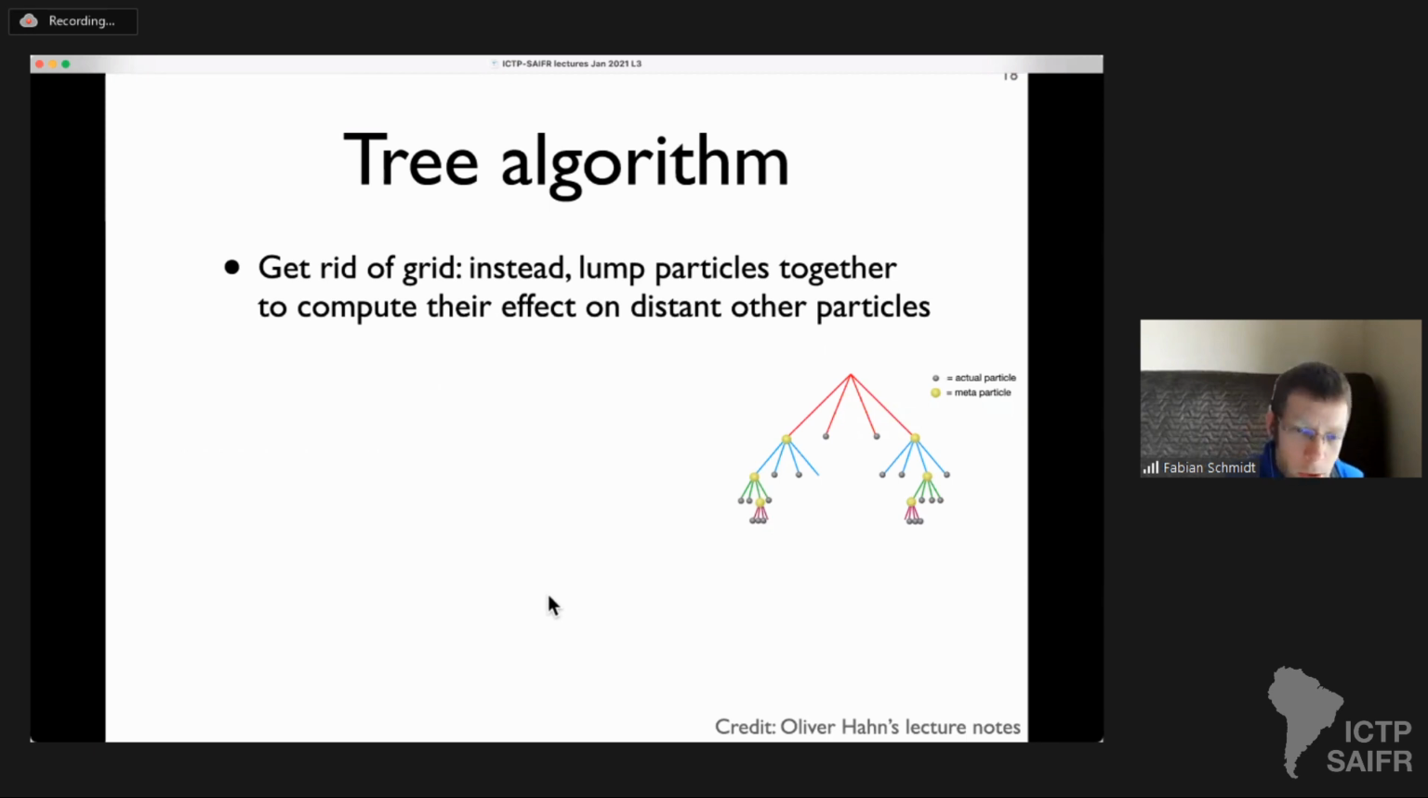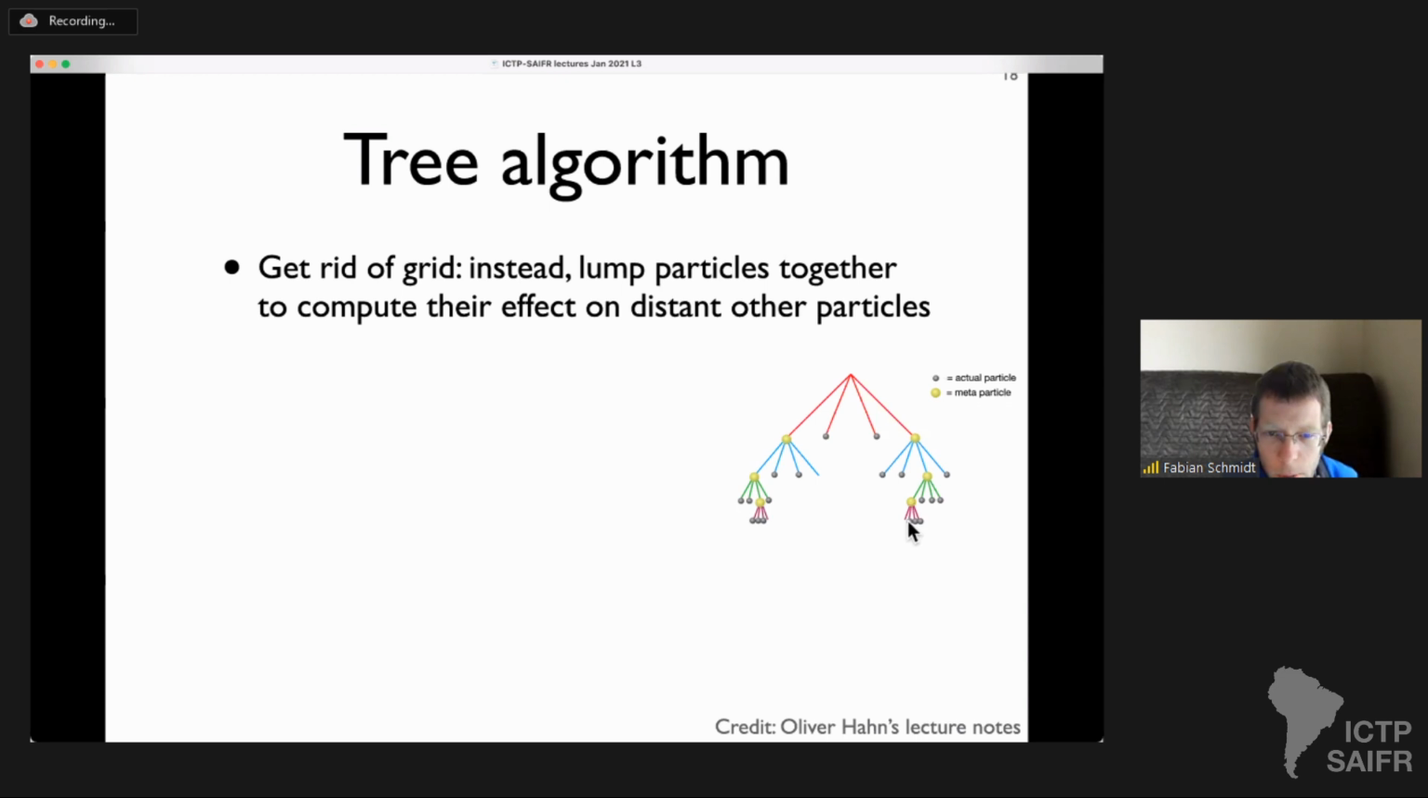The other algorithm is actually get rid of the grid. Couldn't help myself there, that pun. So you basically directly try to sum particle forces by lumping particles together that are distant to a given particle, right? So consider this 1D representation here. Black dots are particles again, sorry, gray dots.